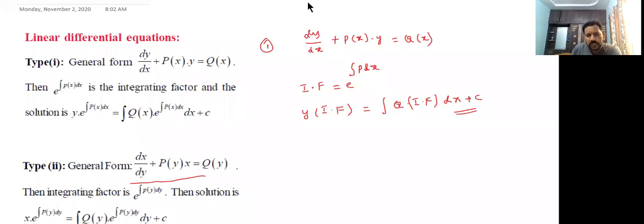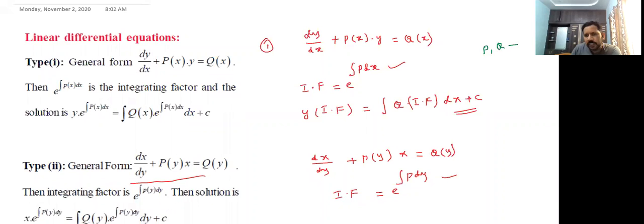Now go to type 2. This is in the form dx by dy plus p of y into x is equal to q of y. Here the integrating factor is e power integration p dy. Observe that in the first type it is e power integration p dx, here it is p dy. That means in the first form p and q are functions of x. In the second type p and q are functions of y. Remember it. This is the difference.